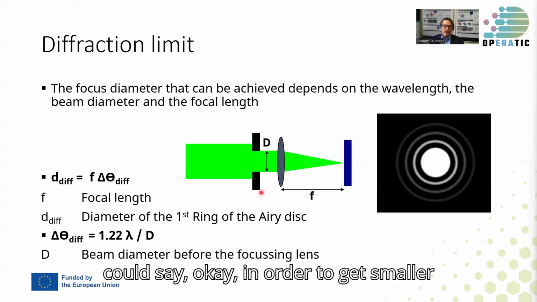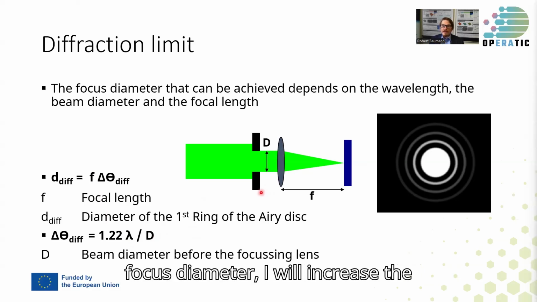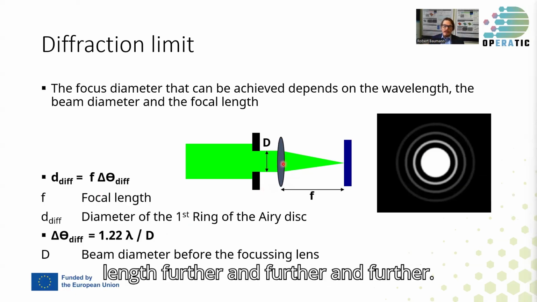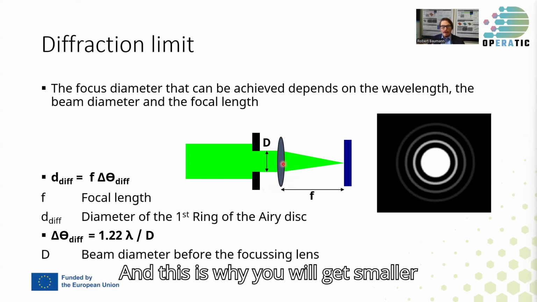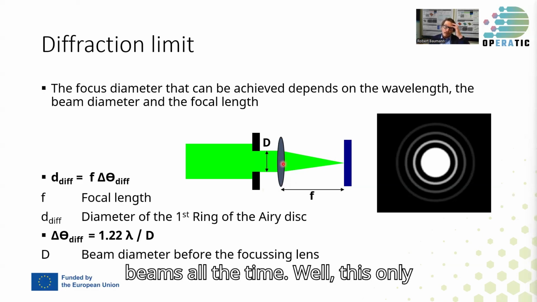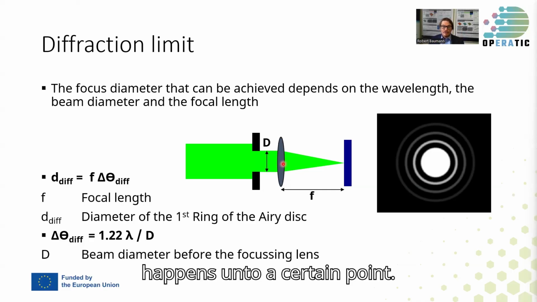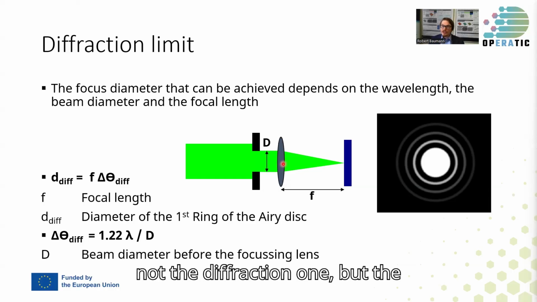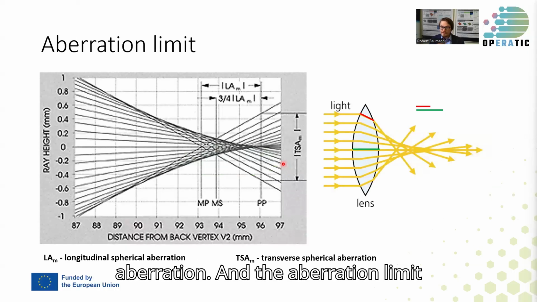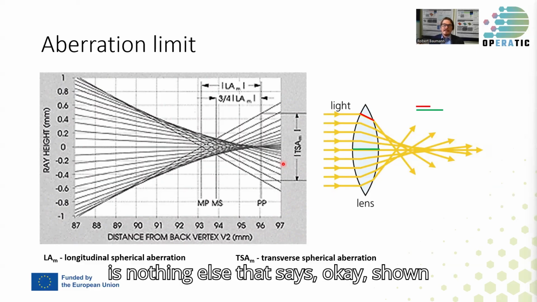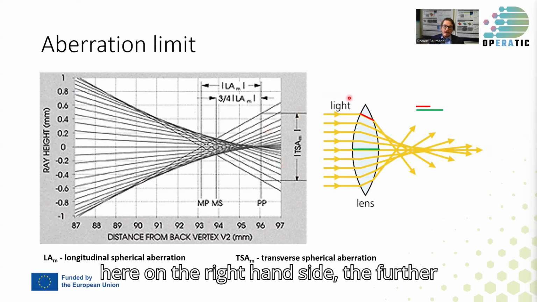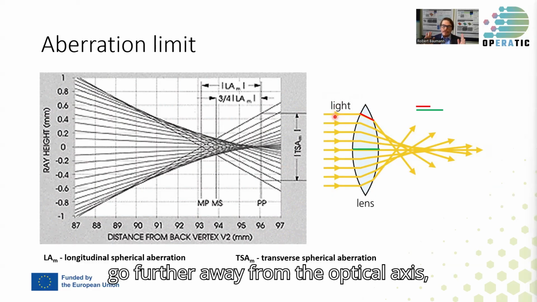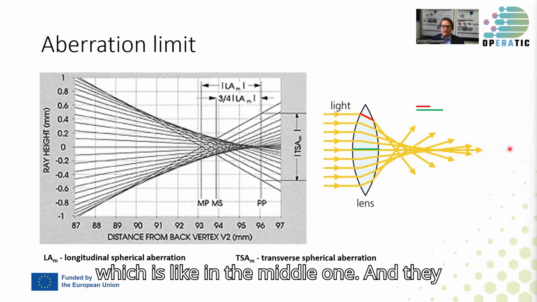So you could say, okay, in order to get a smaller focus diameter, I will increase the beam diameter before going into the focusing lens further and further, and this way you will get smaller beams all the time. Well, this only happens until a certain point, because then we have another limitation, not the diffraction one, but the aberration. And the aberration limit says, shown here on the right-hand side, the further I increase my beam, my rays go further away from the optical axis, which is the one in the middle.